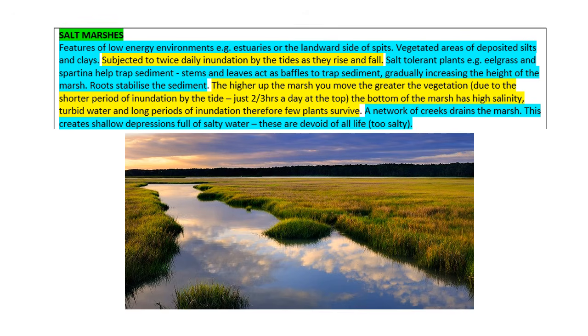You also have a series of creeks that drain the marsh. So you get these depressions full of salty water. Nothing grows in those depressions because it's too salty for any vegetation to grow.